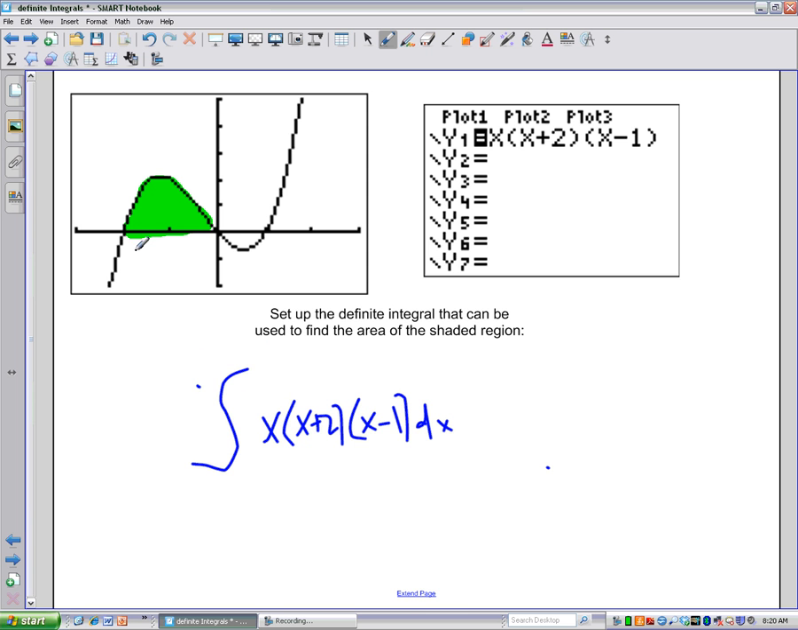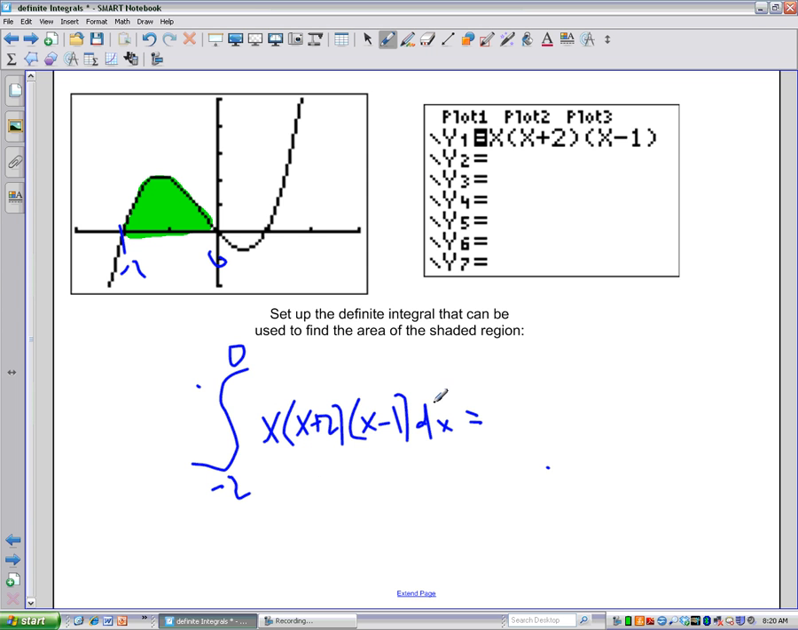So we're going to integrate from, in this case, it looks like negative 2 to 0. So the lower limit goes on the bottom. The upper limit goes on the top. Set up a definite integral that can be used to find the area of the shaded region, and we're done. So for today we're done. Tomorrow we'll get to a place where we can actually figure out how to find that answer.